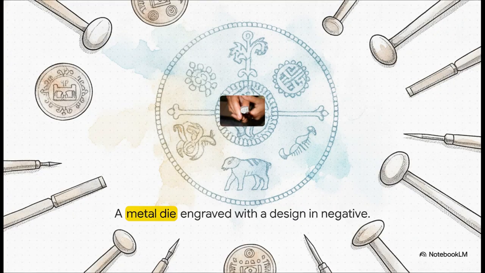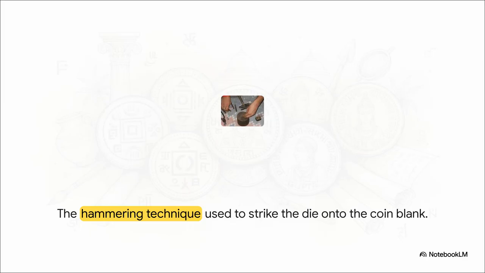But hey, if they weren't casting, they were punching. They'd use a thin iron or bronze die, just like this one. The engravers had to meticulously carve the design in negative so that when it struck the metal, the positive image would pop out perfectly. And you really have to appreciate the sheer physical effort this took.